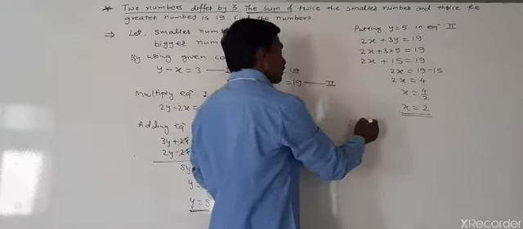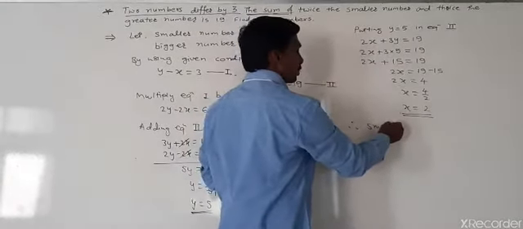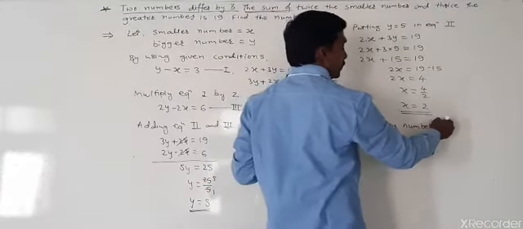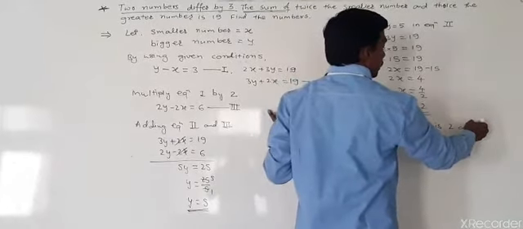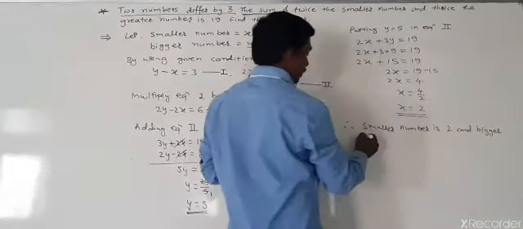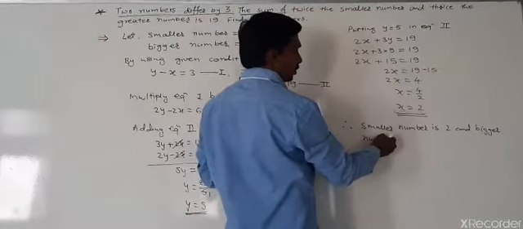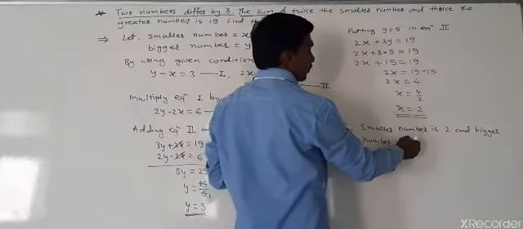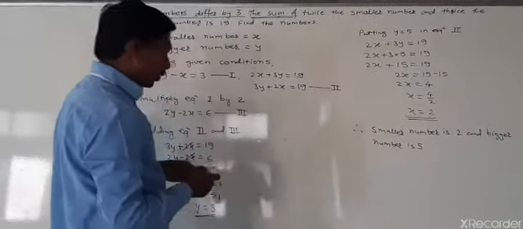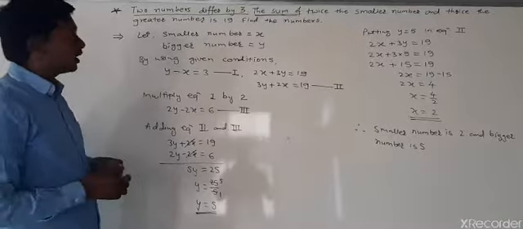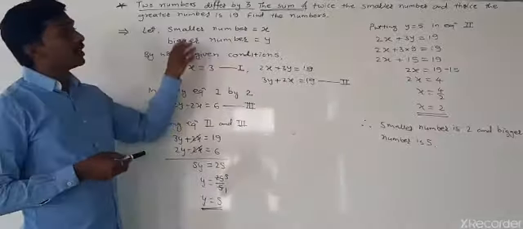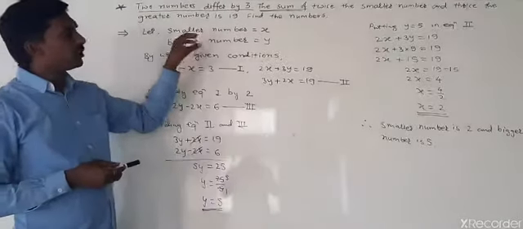So you can write your answer in words. Therefore, the smaller number is 2 and the bigger number is 5. So this is all about how to apply simultaneous equations for solving day-to-day life examples or day-to-day life situations.